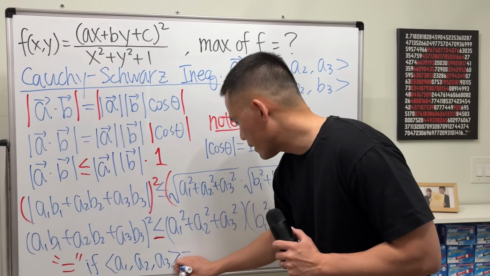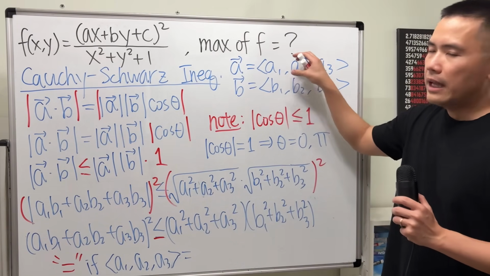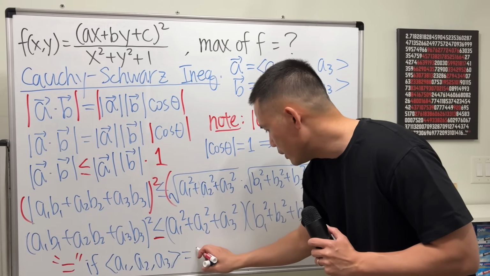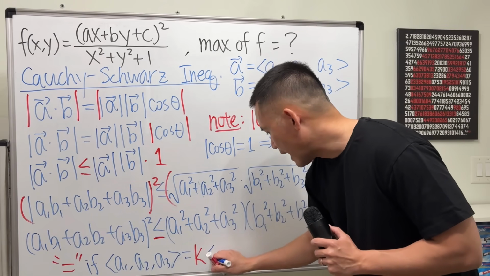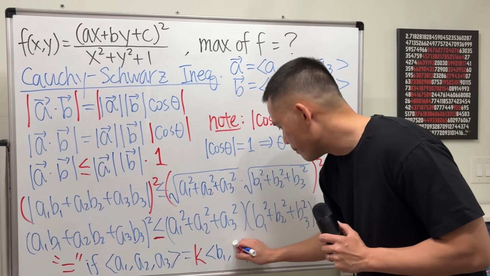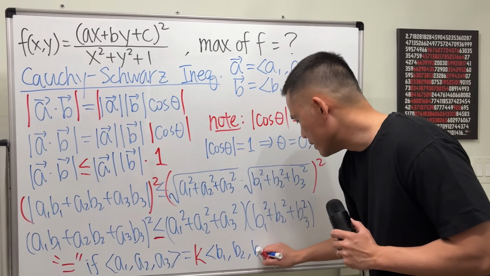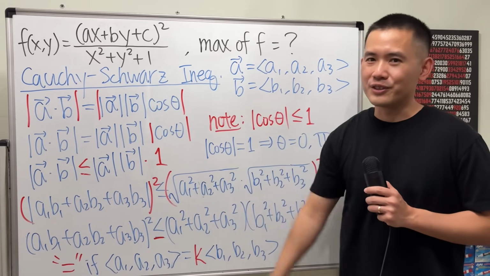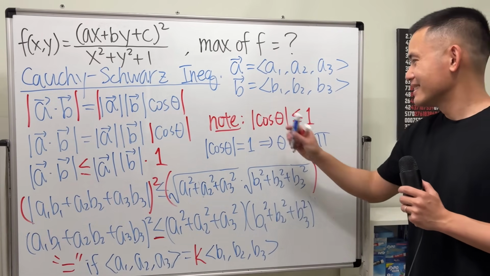Remember, when the two factors are parallel, one has to be a constant multiple of the other. So we can just write this being equal to some number k times B1, B2, and B3. So this is what we need to find the maximum value of that function. Now let's have a look.